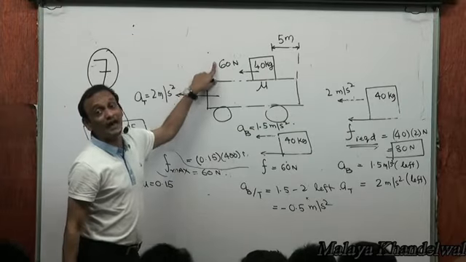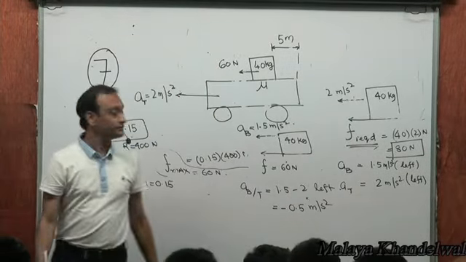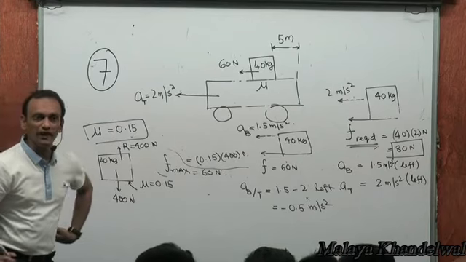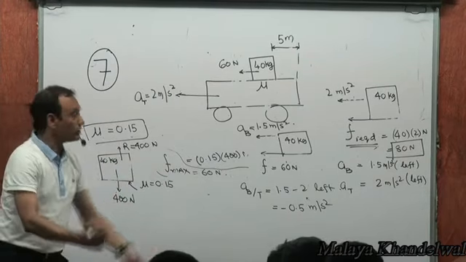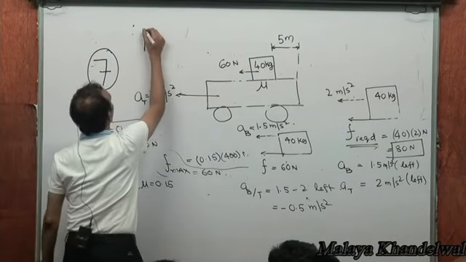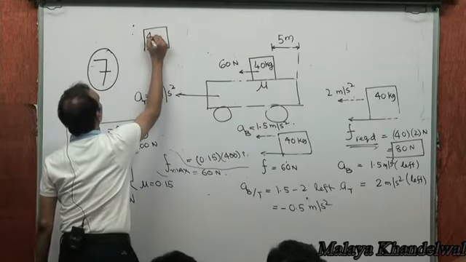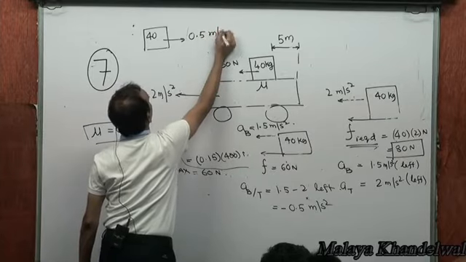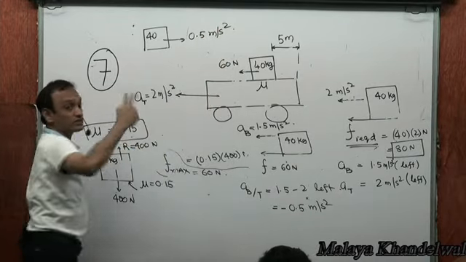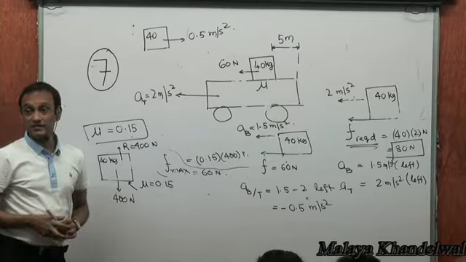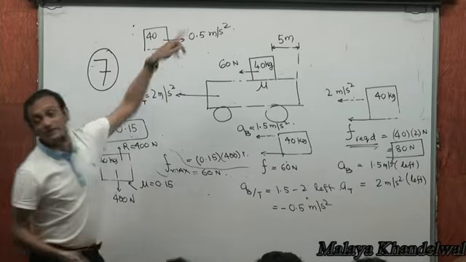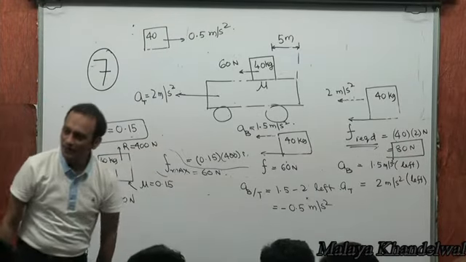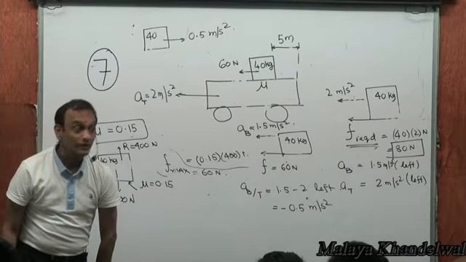Minus 0.5 to the left is like 0.5 to the right. Yes or no? Minus 0.5 to the left is like 0.5 to the right. That means the acceleration of the block is actually 0.5 meters per second squared to the right. Relative acceleration. Acceleration of the block with respect to the truck is 0.5 meters per second squared to the right.